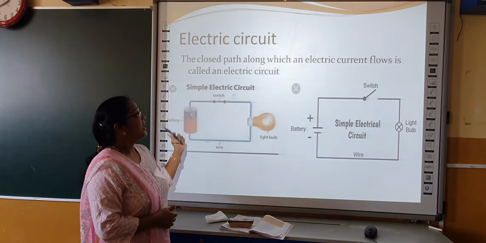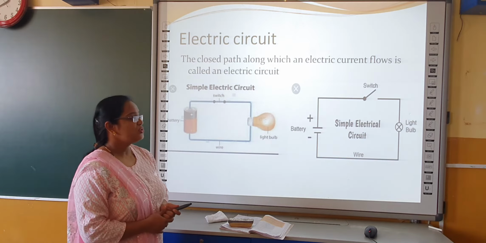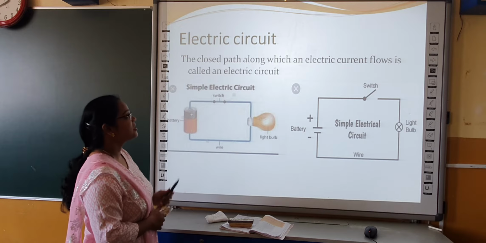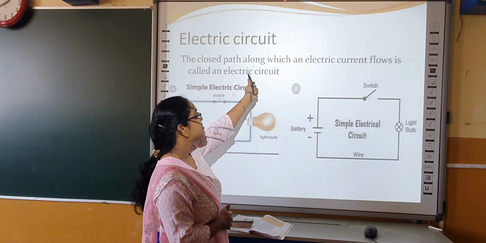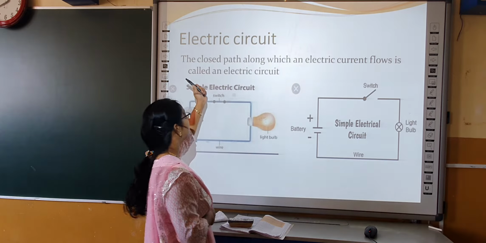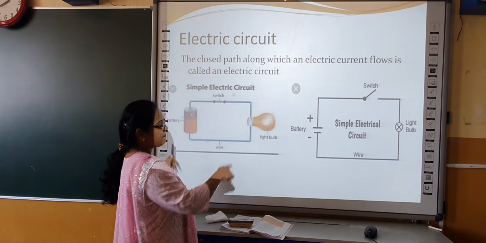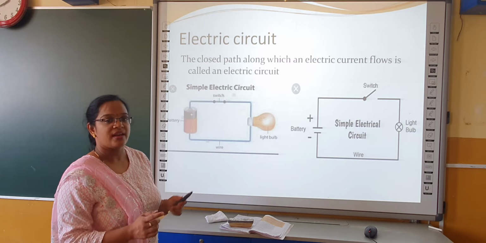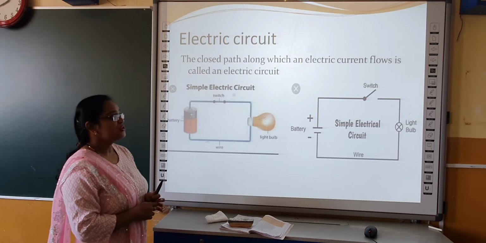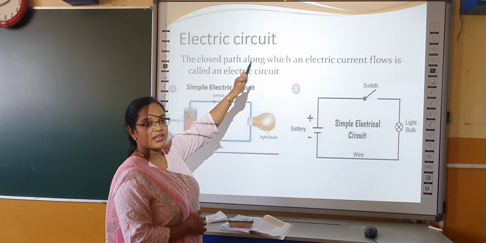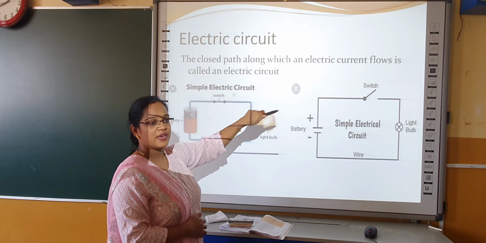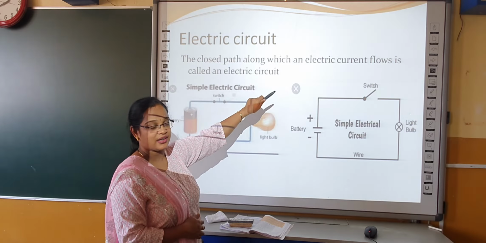Then electric circuit. So what do you mean by circuit? A closed path along which electric current flows is called an electric circuit. A closed path in which electric current will flow. Okay. So electric current flows means electrons will be moving. The flow of electrons constitutes an electric current.